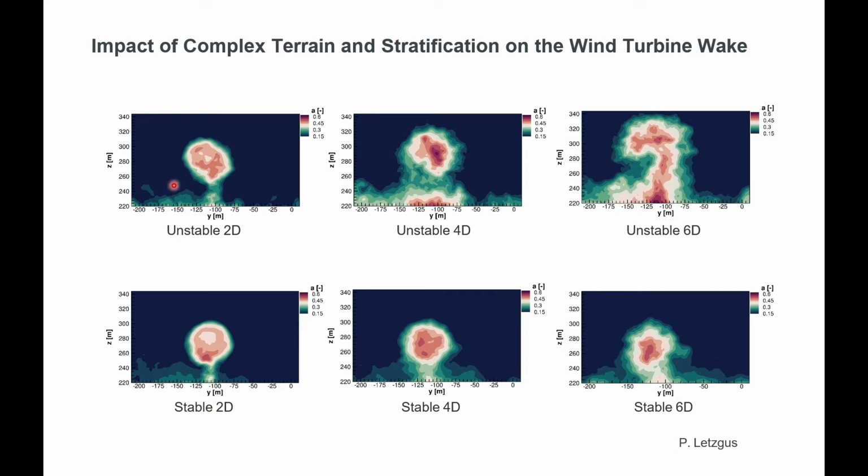The upper row shows the results of the wake evolution for an unstable condition. You see a cross section of the wake 2D downstream of the turbine, 4D and 6D. The lower row shows the results for stable conditions, and there are quite some differences. As probably expected, for unstable conditions the wake dissolves earlier, and we also see some convection, some motion of the core of the wake in upward direction, which is not visible in the lower row.